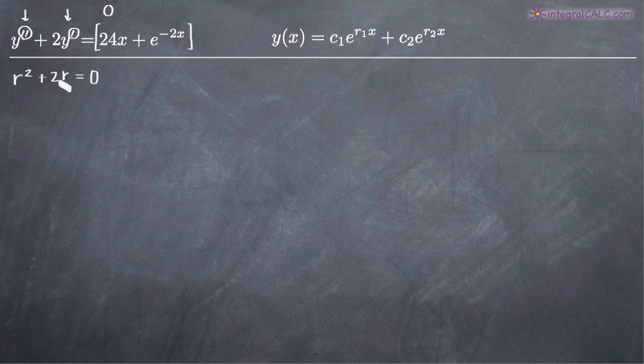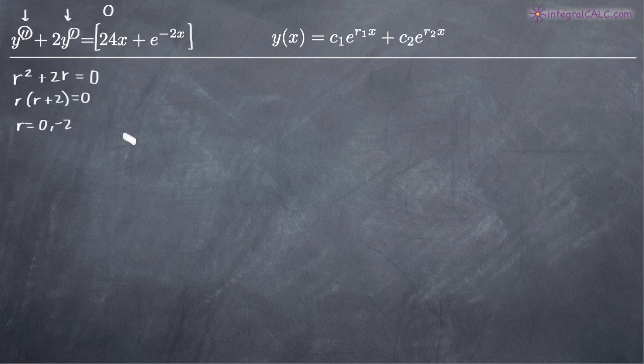hand side. Now we want to go ahead and solve for r, so we'll factor out an r and get r times r plus 2 equals 0. Solving for r, we find that r is equal to either 0 or negative 2. So depending on what you find here, in this particular case we have distinct real roots because we have 2 solutions for r. They are real numbers and they're different from one another, so they're distinct real roots.